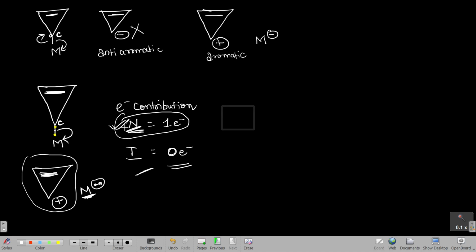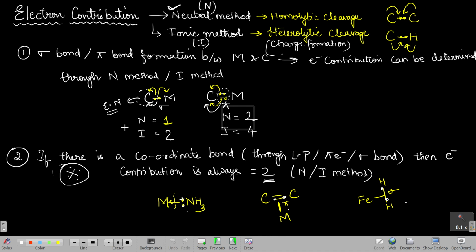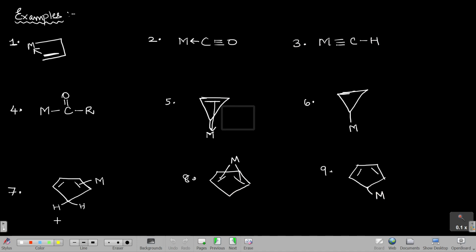Okay. So, now what we can do is we will try to do some examples of certain compounds wherein we will find out the hapticity, formal charge and the electron contribution, so that it becomes more clear when I start the 18 electron rule. In these examples, we are going to find out the hapticity, the formal charge and the electron contribution.